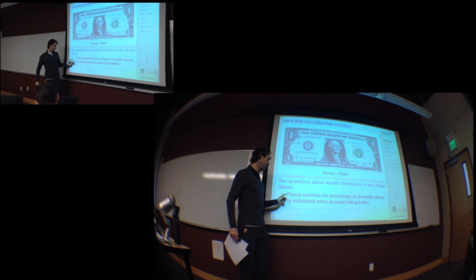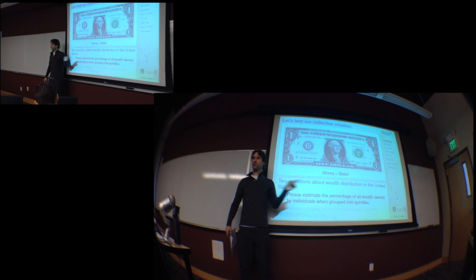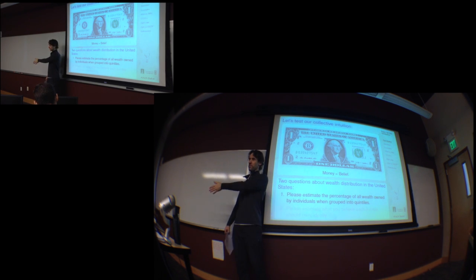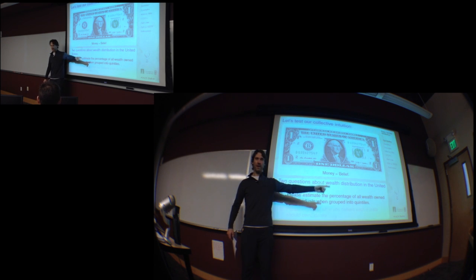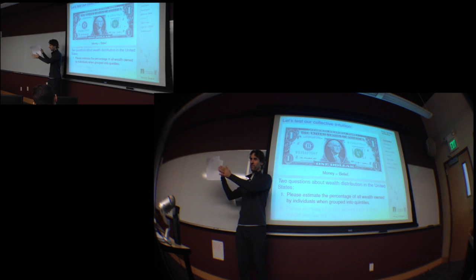One is the percentage of wealth owned by individuals when grouped into quintiles. So, order everyone from perhaps Bill Gates at the top down to the person at the end, right? So we take them in terms of their wealth, and we look at it in terms of quintiles, which is a bit of an odd thing to think about, and that's purposeful.